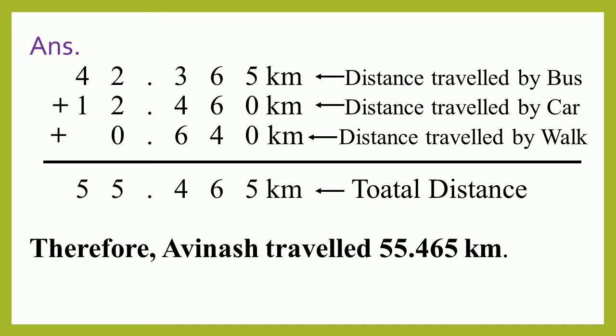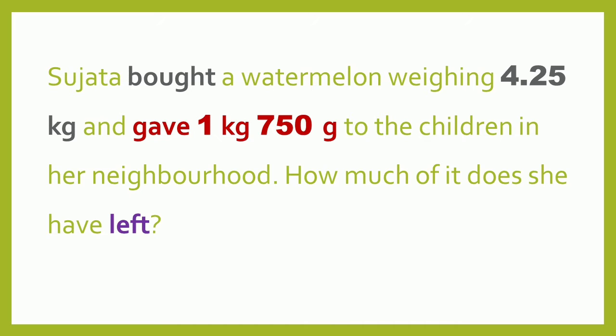That means he travelled 55 kilometer and 465 meter. But since in questions we want the answer in decimal fraction, we will write the answer as 55.465 kilometer. Now let's solve another problem. Sujata bought a watermelon weighing 4.25 kilogram and gave 1 kilogram and 750 gram to the children in her neighborhood. How much of it does she have left?